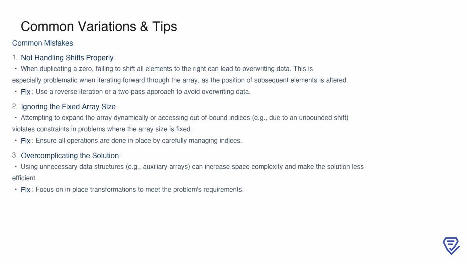Another mistake is ignoring the fixed array size. Since you cannot expand the array dynamically, trying to access indices beyond its bounds can lead to errors. It's important to manage indices carefully and perform all operations in place. Lastly, overcomplicating the solution is a common pitfall. Using additional data structures like auxiliary arrays might seem easier at first, but it increases space complexity unnecessarily. Instead, focus on in-place transformations to meet the problem's requirements efficiently.